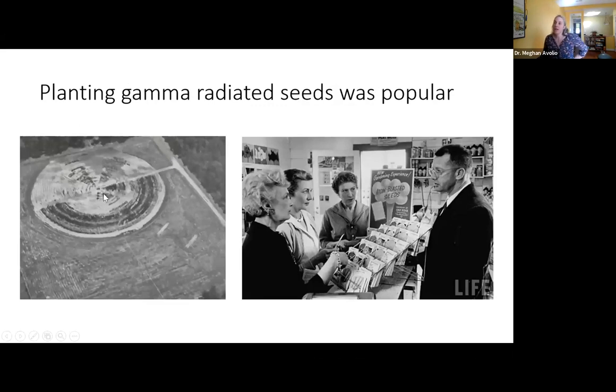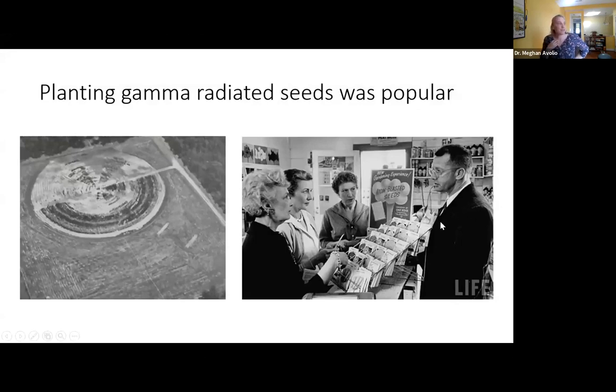And here's an example of a gamma radiation field at Brookhaven National Labs in New York, where they exposed plants to gamma radiation for varying periods of time and then collected the seeds from those plants. And then they sold the seeds from these plants to local gardeners to say, when you grow this plant, do you see anything new pop up? Is there anything interesting? Were there any interesting point mutations?